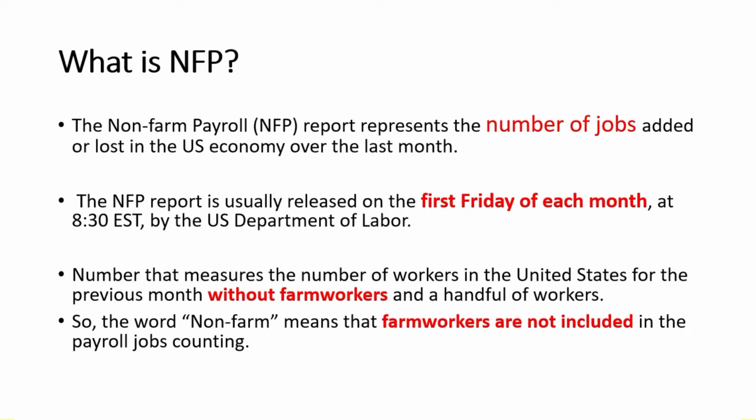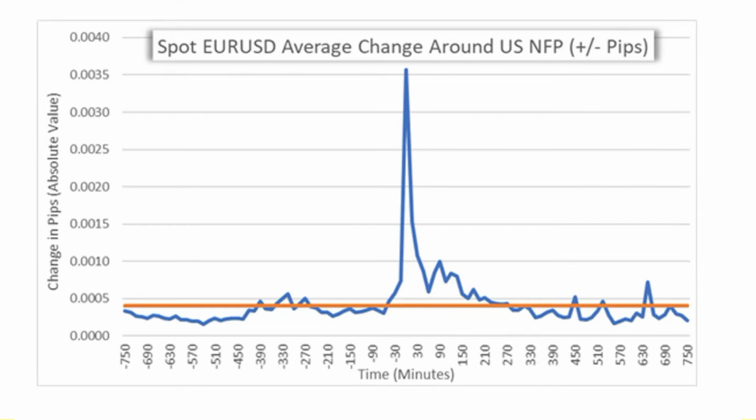What we need to know about NFP is something very simple. The name says everything. The number that measures the number of workers in the United States for the previous month is without farm workers. So the word non-farm means that farm workers are not included in the payroll jobs counting.